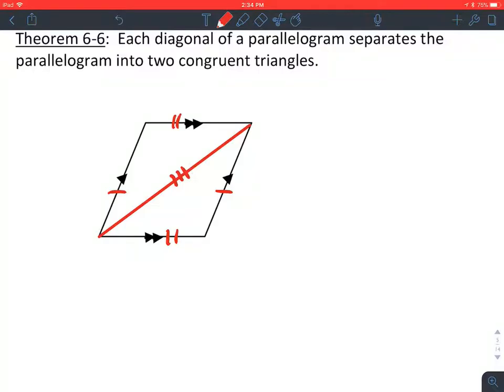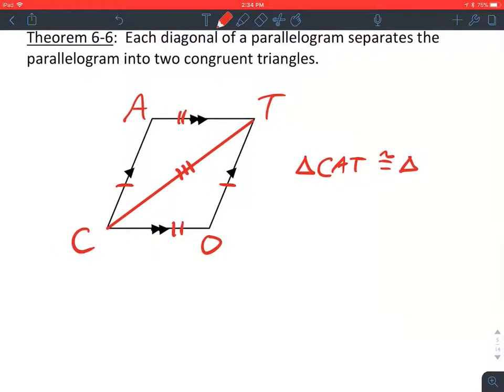So if I name these vertices, we know that from this theorem, then triangle CAT is congruent to triangle TOC. How do we know that? From the side-side-side congruence that we learned in a previous chapter. Three sides of one triangle congruent to three sides of another, so the triangles must be congruent.